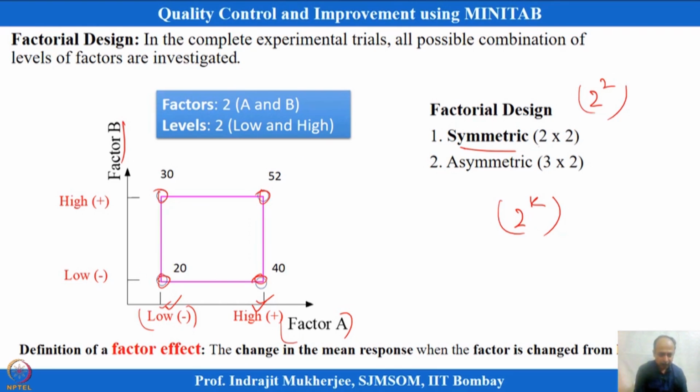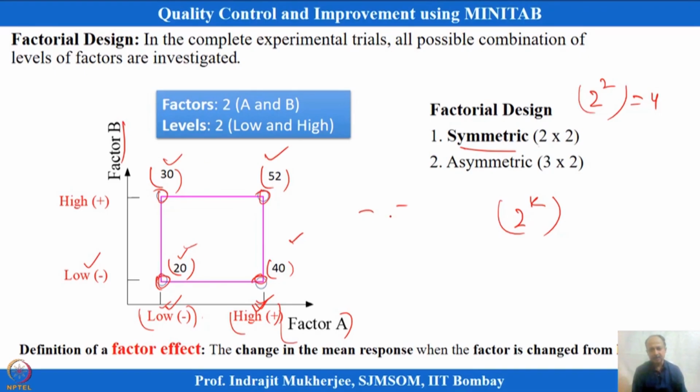So, the low and low combination is giving you a CTQ reading of 20 over here, and in the high and low combination, factor B is at low level and factor A is at high level. Okay. So, this is giving you a reading of 40. Whenever both factors are kept at high level, this is the reading that we are getting, and when factor A is kept at low level and B is at high level, the reading that we are getting is 30. All combinations are tested over here. So, 2 square means 4 trials are required, all 4 combinations.